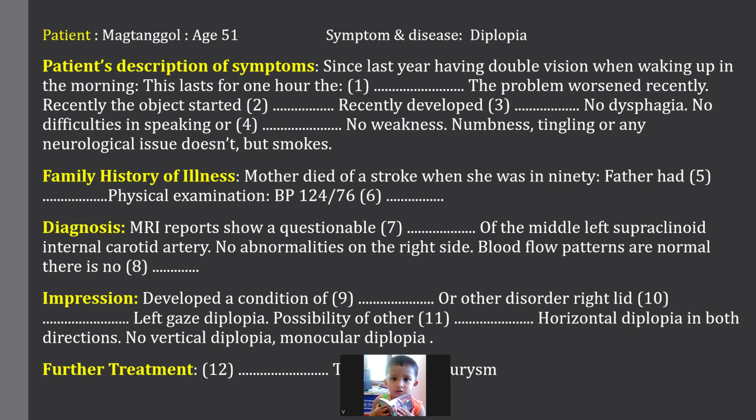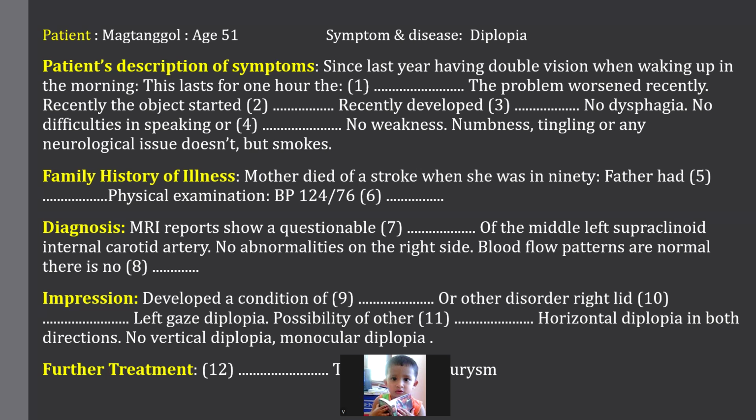124/76, heart rate 101, respiratory rate is 20. Your recent MRI report shows a questionable 3 mm aneurysm of the medial left supraclinoid internal carotid artery. There is absolutely no abnormality on the right side. The blood flow patterns are normal and there are no blood vessel abnormalities. I think you have developed a condition, myasthenia gravis or other disorder.